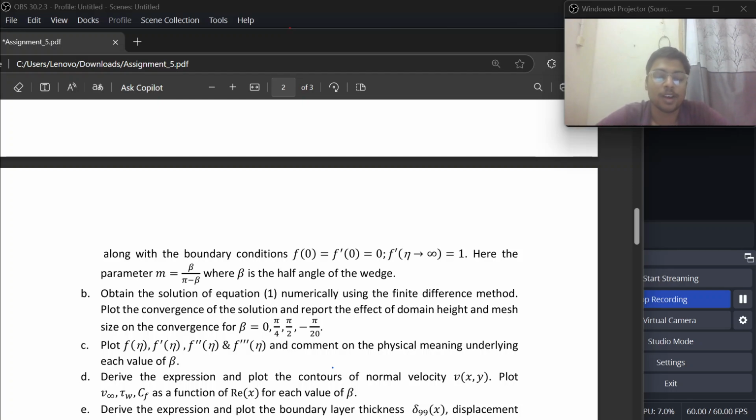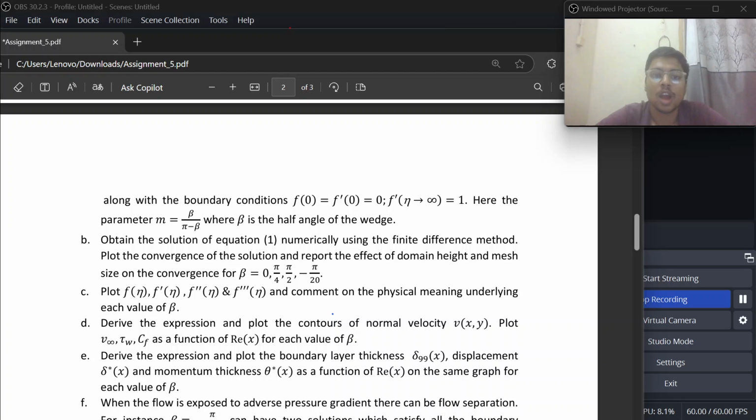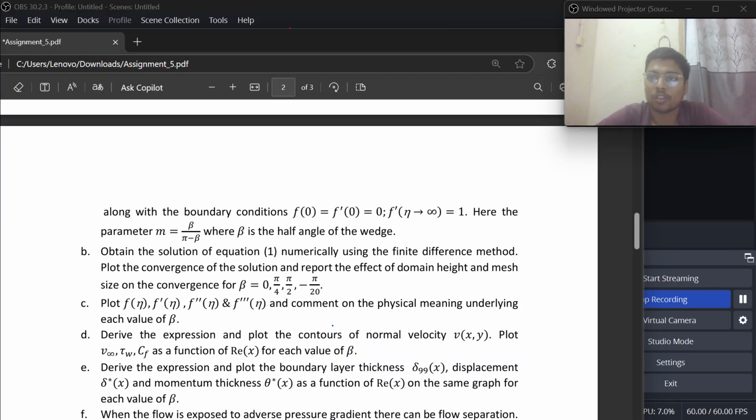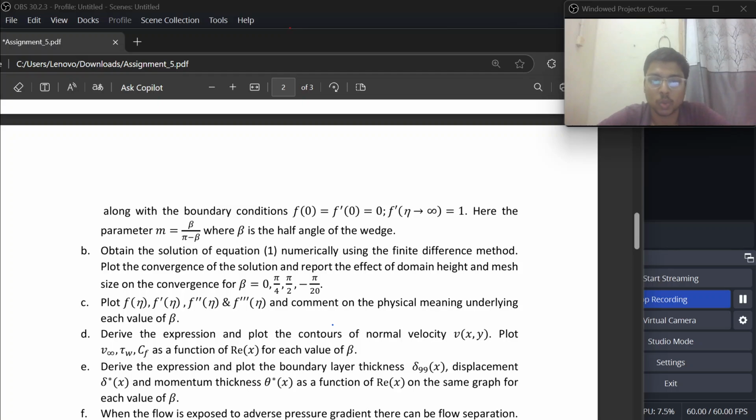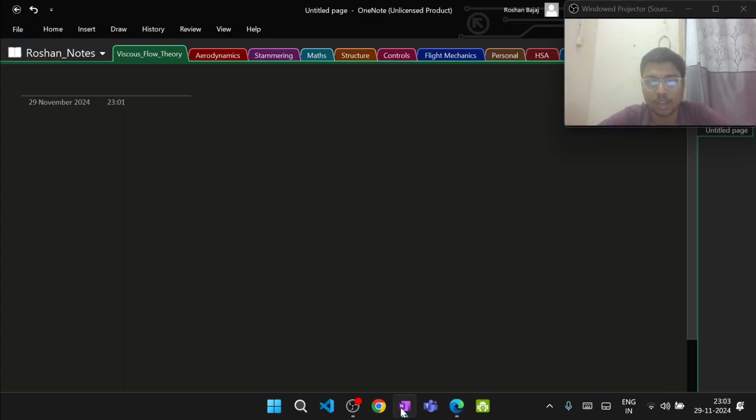Here are the parameters. m is equal to β/(π − β), where β is the half angle of the wedge.